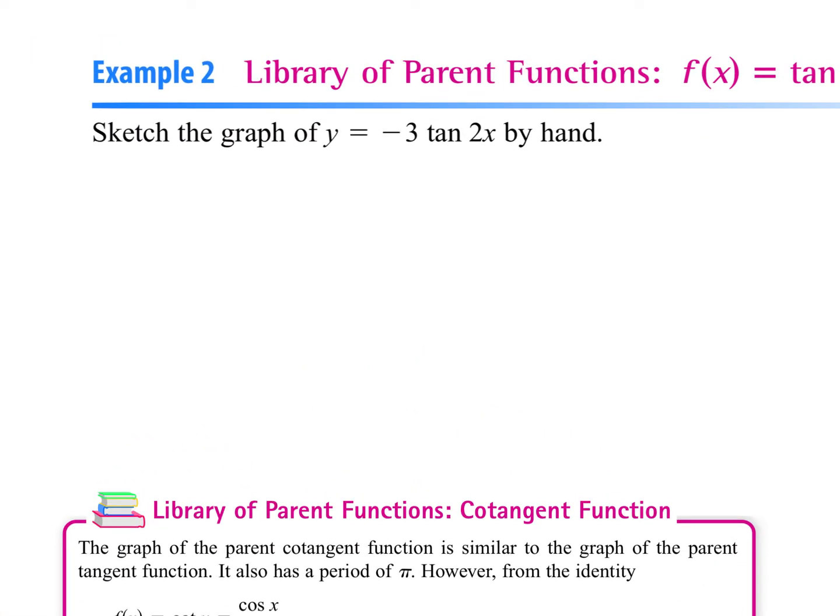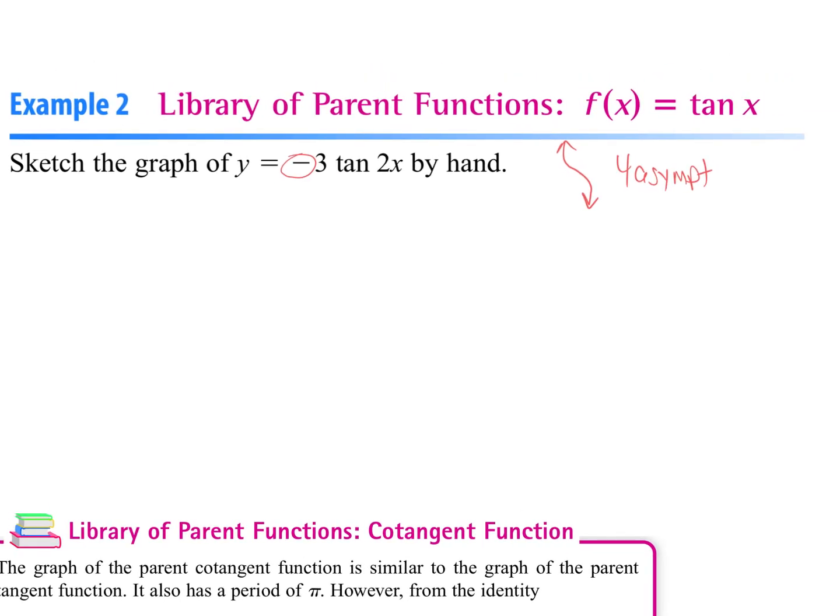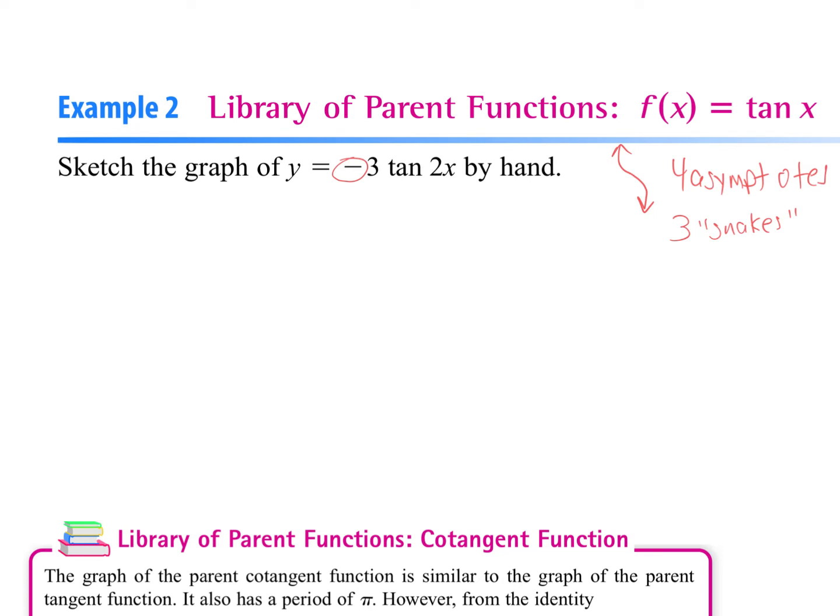It says sketch the graph of -3 tangent 2x by hand. First thing I notice is what? It's a negative. So instead of a positive snake, my snake is going to go like that. Just the opposite direction, okay? Direction's very important. Now, what are the 2 things you have to find in order to graph? 4 asymptotes. And 3 snakes. Good. Now, with this 3 in front, it doesn't shift my graph anywhere, left, right, up, or down. All it does is just make my snakes a little skinnier. It's like pulled up. It's a vertical stretch.